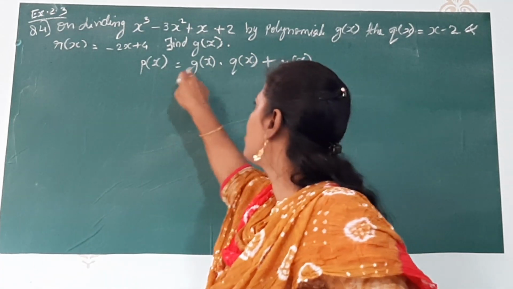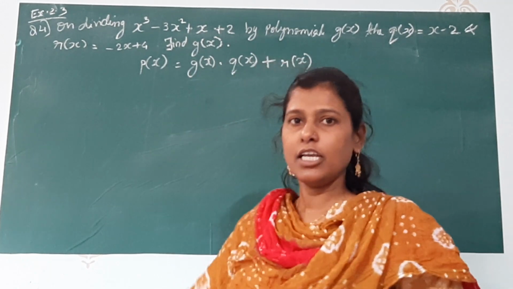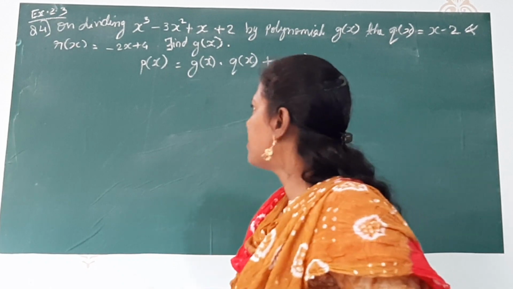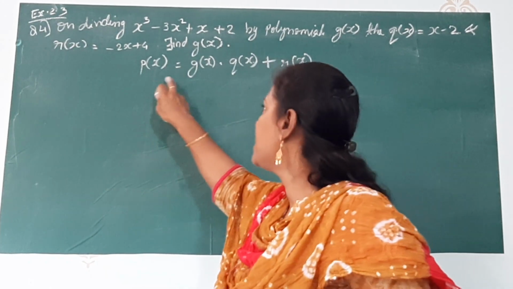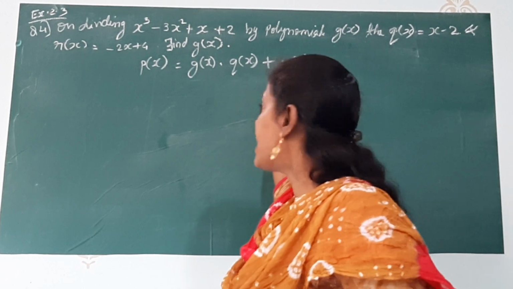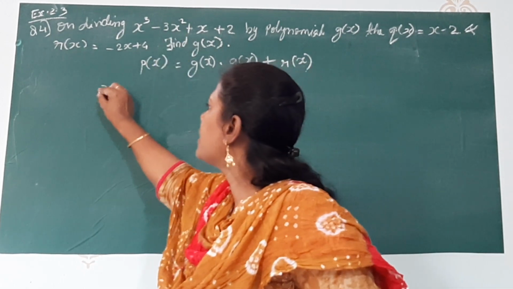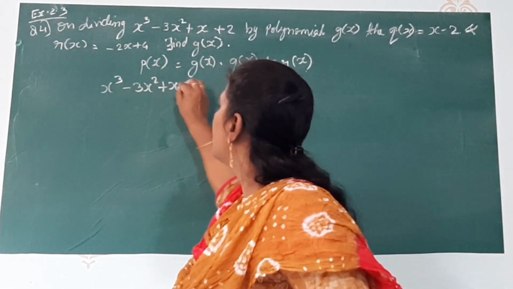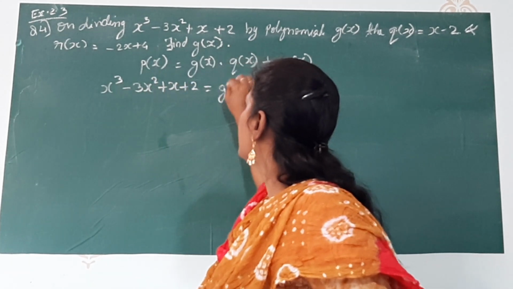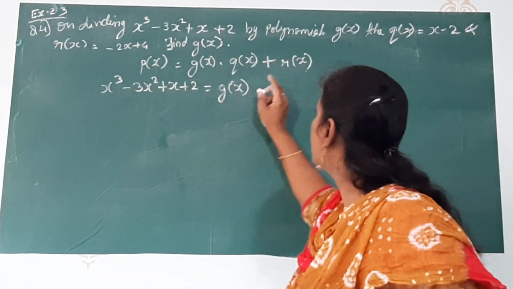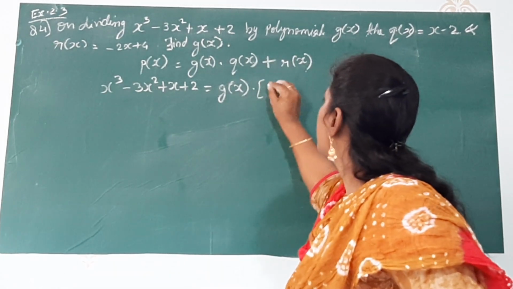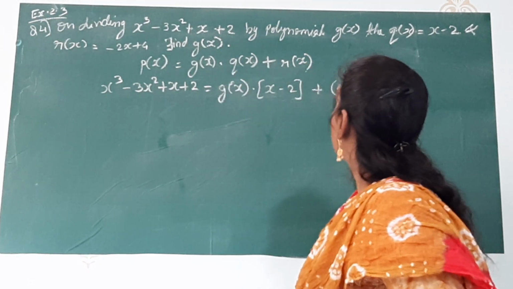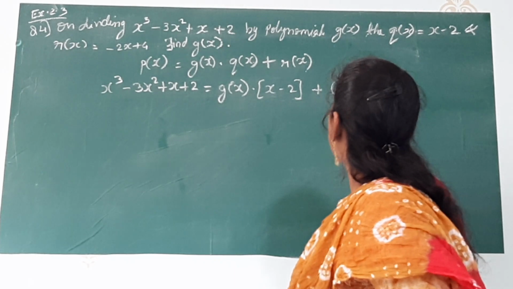In the first lesson we wrote a equals b q plus r. In lower classes we wrote dividend equals divisor into quotient plus remainder. The same thing we will now write as a pattern in polynomials: p(x) equals g(x) into q(x) plus r(x). Now we have the polynomial x cube minus 3x square plus x plus 2 equals g(x), which we don't know, so let it be as it is. We know q(x), that is x minus 2, plus the remainder polynomial is minus 2x plus 4.